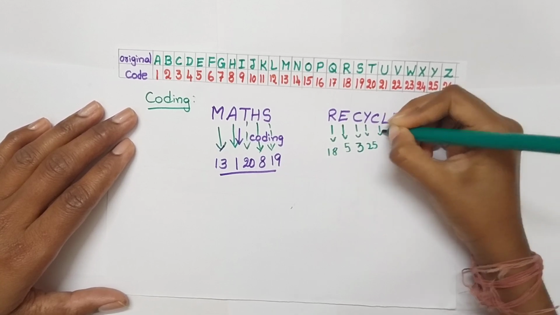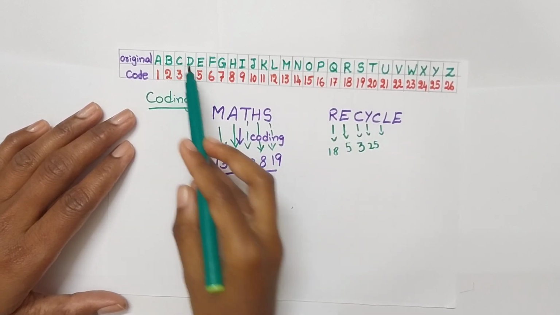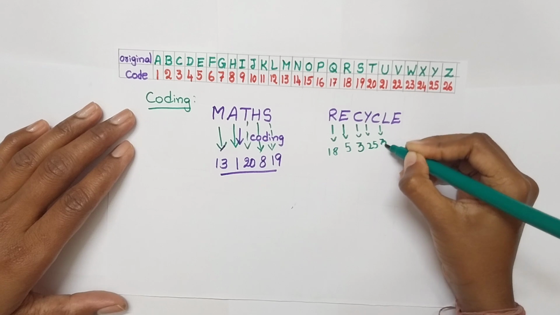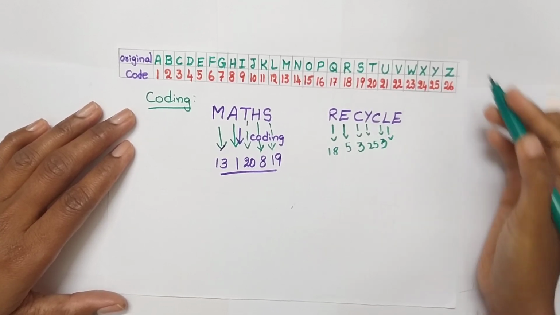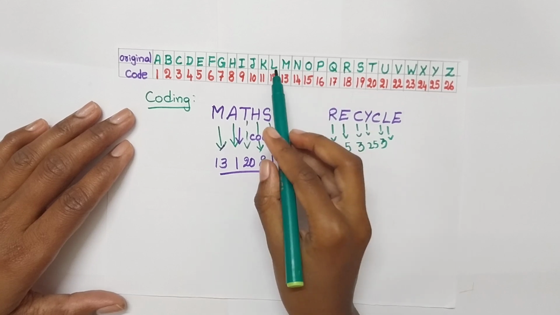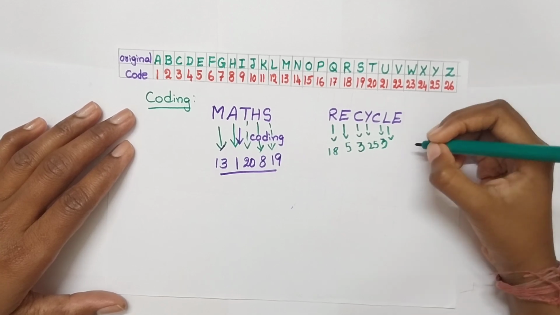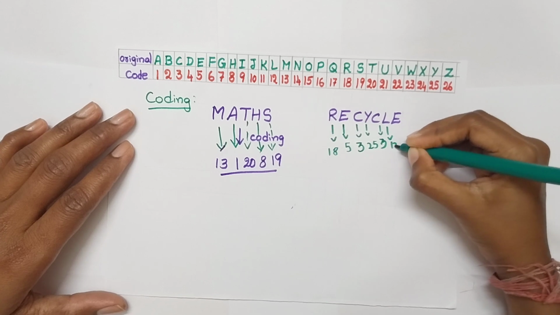So where is C in the first line? Here is the C in the first line. Again, we have to write 3. Code the C and write the 3. Where is L in the first line? Here is the L in the first line. So we have to code L into a number. Instead of writing L, we have to write 12.